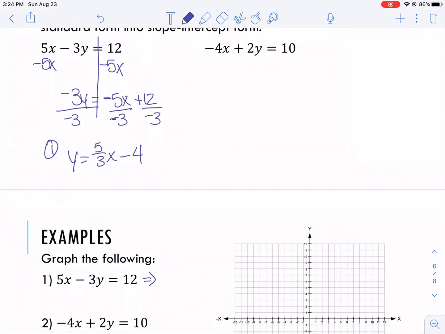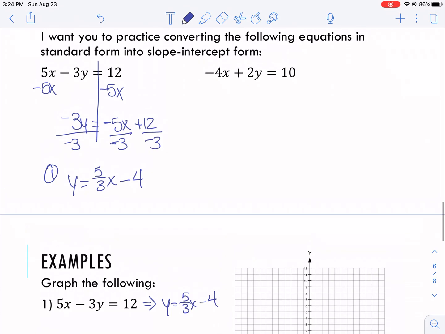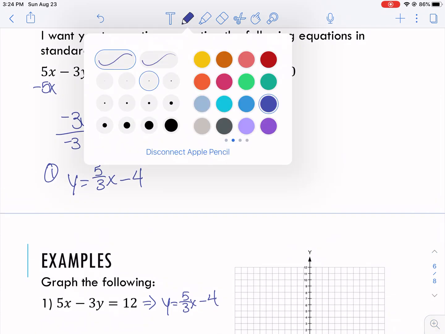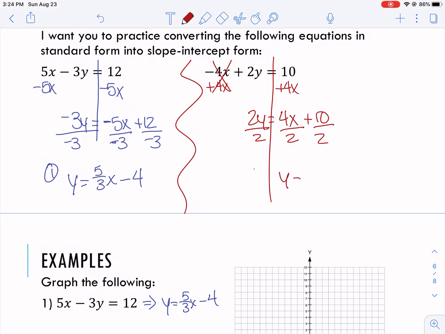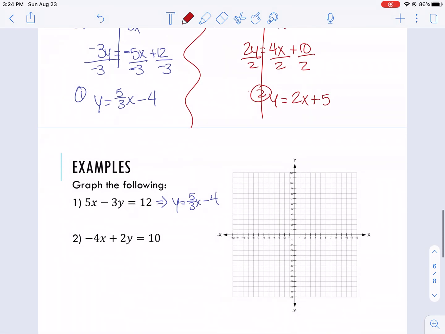So that's the first equation we're going to graph. I'm going to rewrite it here. I knew that was coming up, so that's why I did that. Okay, and then for my second one here, we're going to add 4x this time. The reason we do that is so they cancel out. So 2y equals 4x plus 10. Divide all of them by 2. So then we get y equals, well, 4 divided by 2 is 2x, and then plus 5. So that's the second equation we're going to graph.